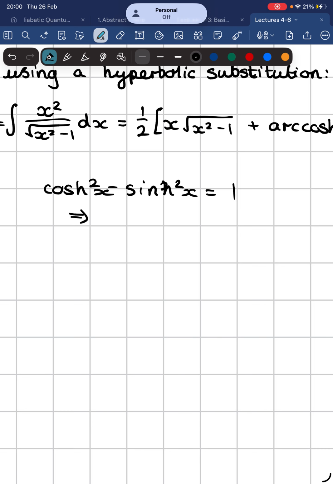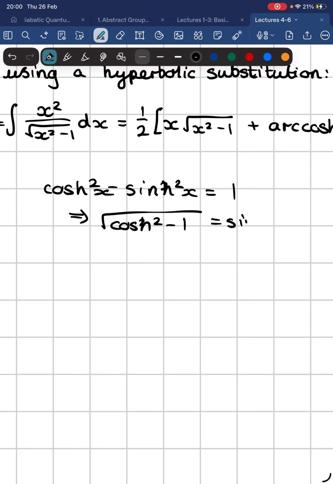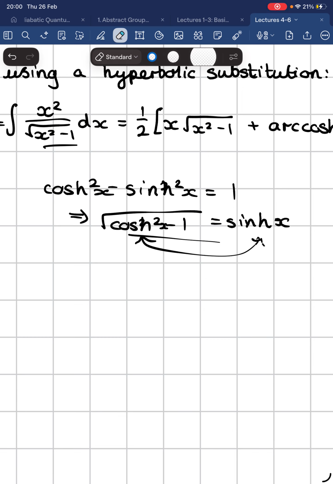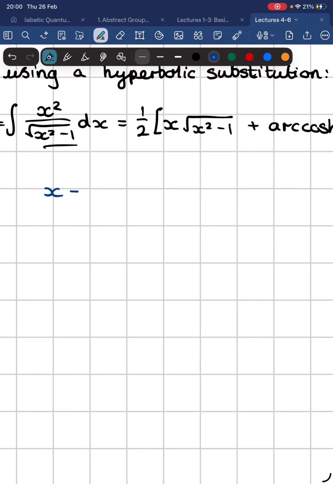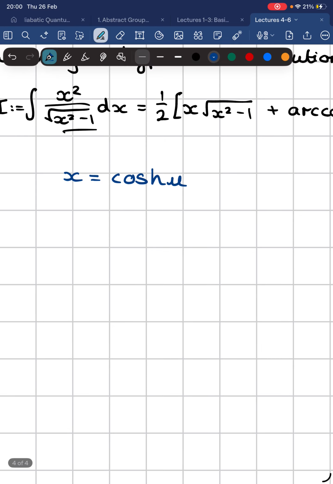So that's going to imply that the square root of cosh squared x minus 1 is equal to sinh x. I can rearrange and take square roots of both sides. This is the form that I want for this integral, and you can see this doesn't hold if I switch these two things around. It only works one way. So my inclination is that the right substitution to use is x equals cosh u.